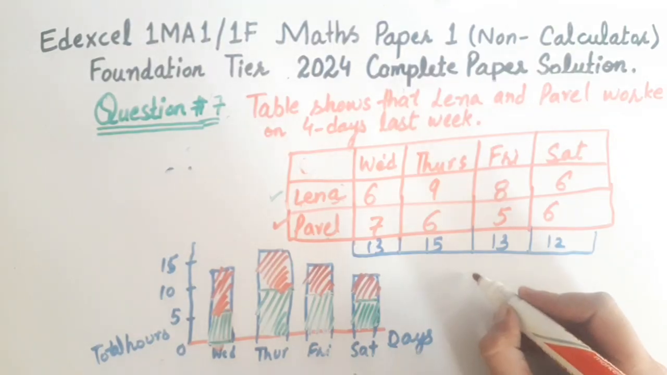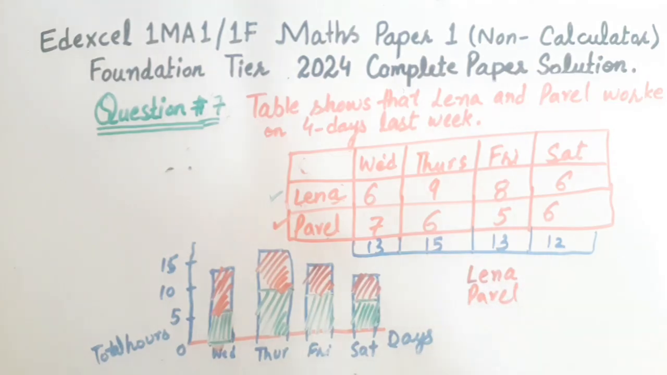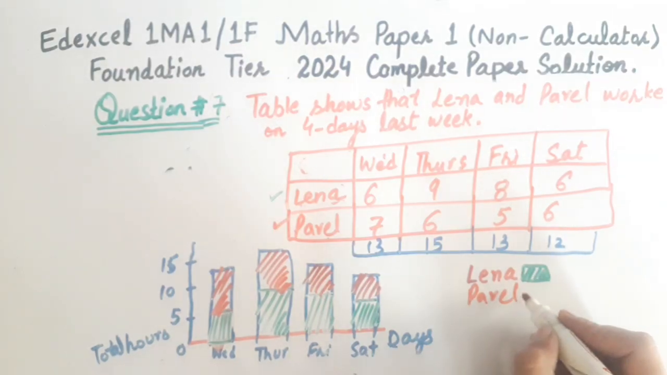Now also mention how you solved this. This is green and the other one is red.